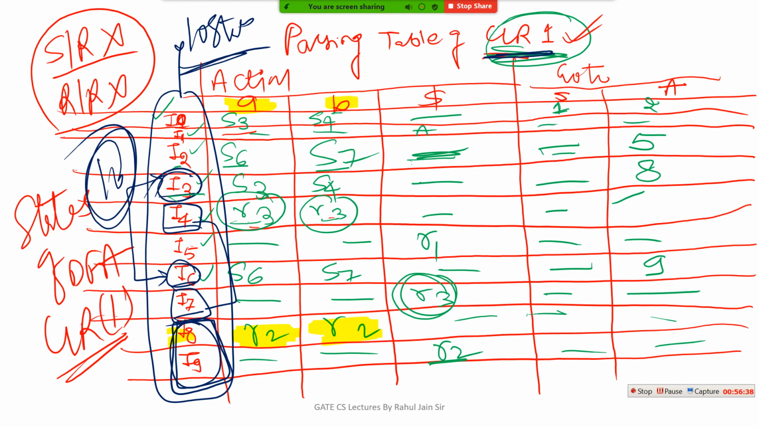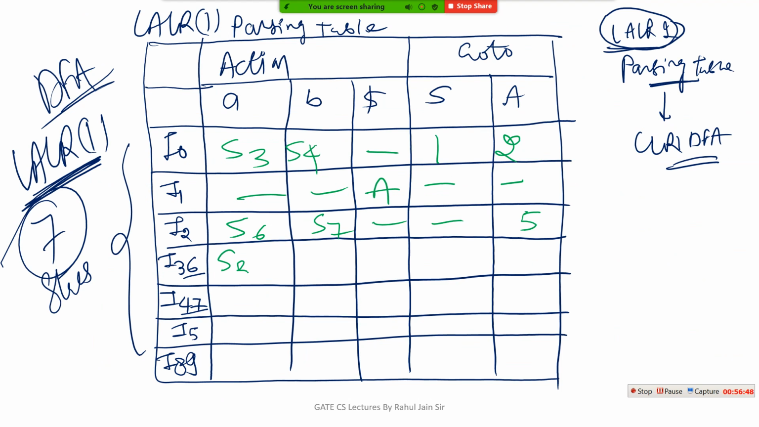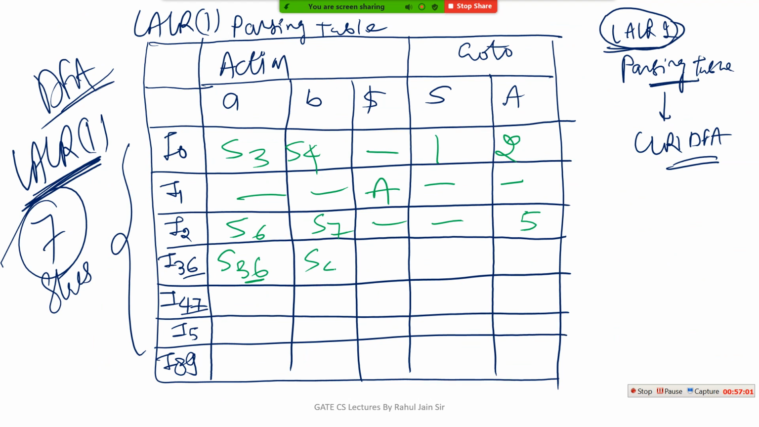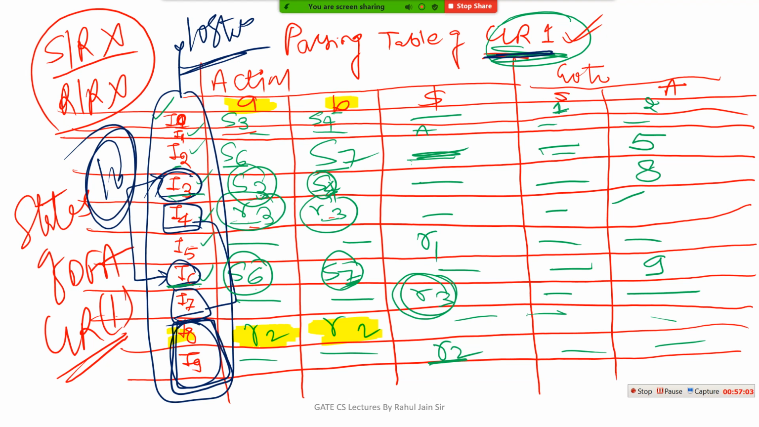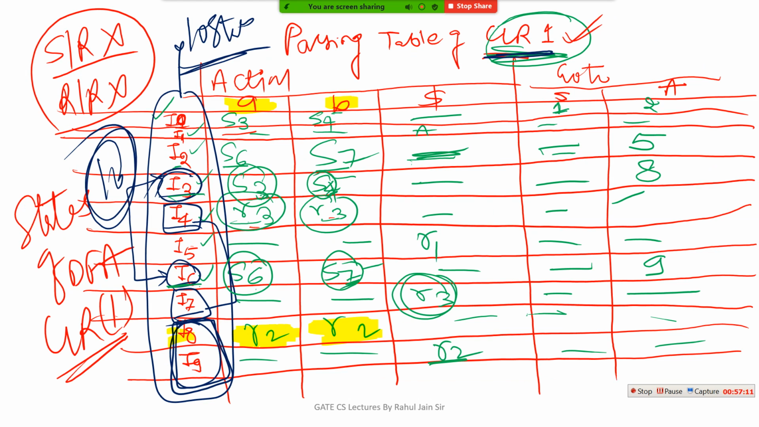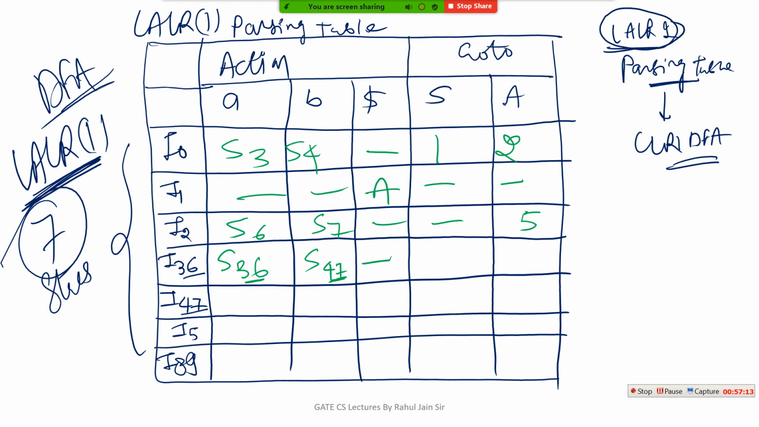Now I3 and I6 are merged, so we are merging S3 with S6. You can say S3 and S6, I3 I6, S3 S6. So I will write S36 here because 3 and 6 are merged now. Now on B you will observe S4 and S7, they are again the same state because 4 and 7 merged together. So here I will write S47 because 4 and 7 merged together. So I have combined this with this because these two states are merged. On dollar it is blank, on S they are blank here.